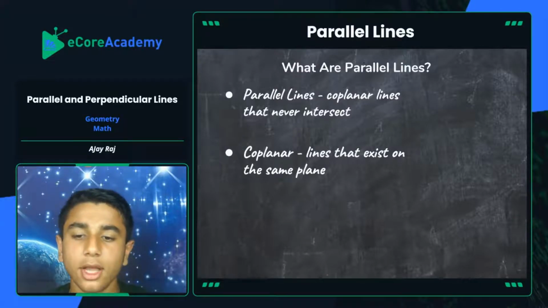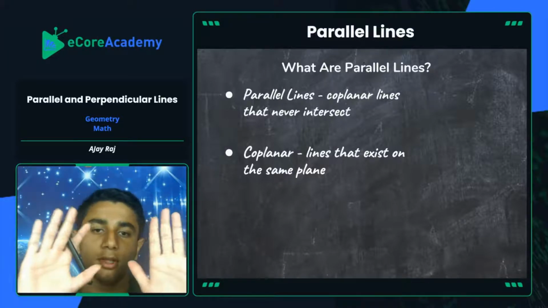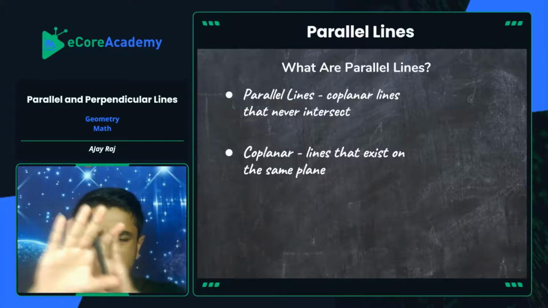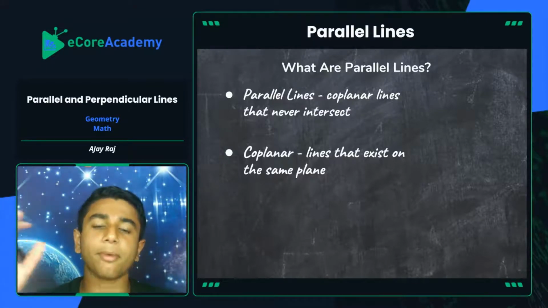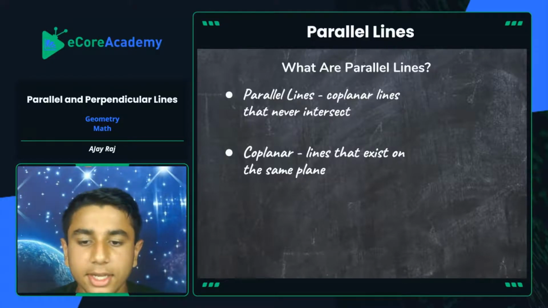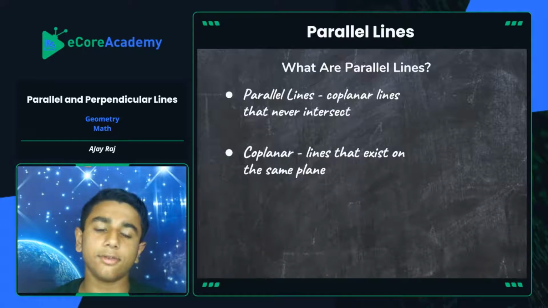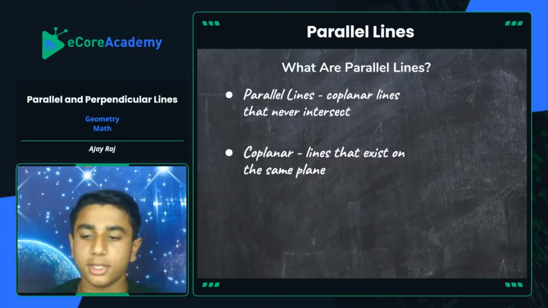So parallel lines are coplanar lines, lines that exist on the same plane. So basically, they exist on the same 2D figure, on the same exact level, and in this case, it's paper. They both exist on the same exact sheet of paper, and they never intersect. So it's essentially two lines. You can think of it on a coordinate plane, or you can just think of it on a blank sheet of paper. Two lines like this.